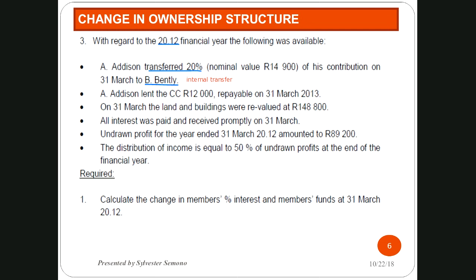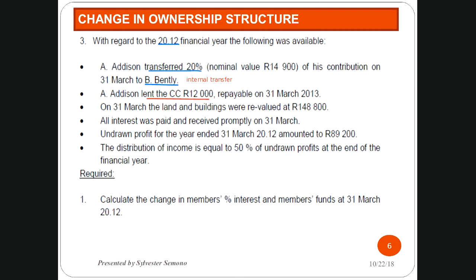But the condition was that, thereafter they say A. Edison lent, okay, let's talk about this. If A. Edison lent, let me try to do this. He lent the CC 12,000, and this is going to be repayable on the 31st. So this means we call this loan from member. Just trying to analyze. This is a loan from member because the member loaned the business that money.